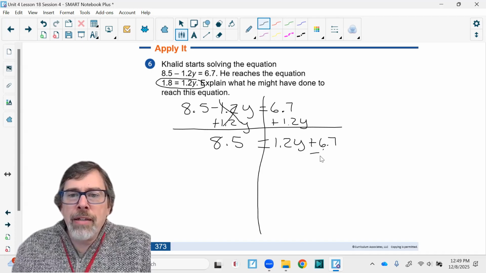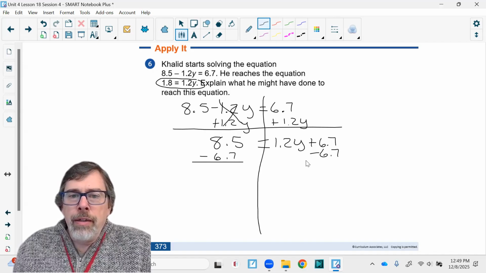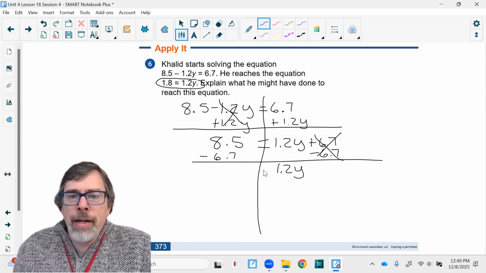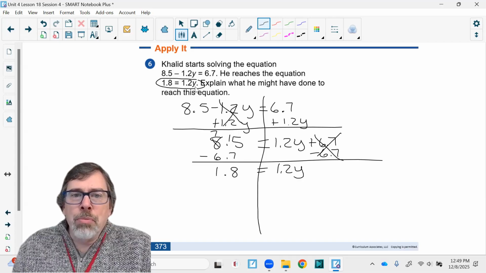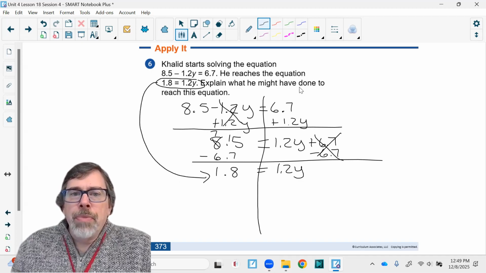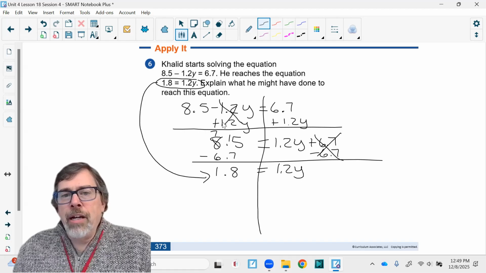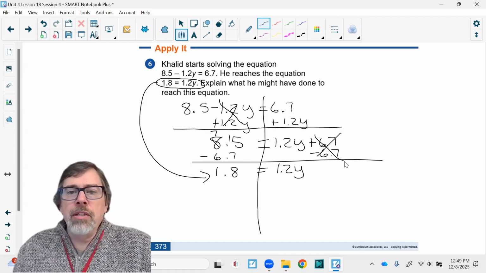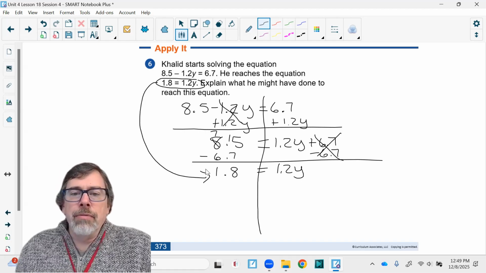I now want to get this 1.2y by itself because that's what it is here. So if I subtract 6.7 to move that over here, okay, this is a zero pair. I get 1.2y equals, and 8 to 7, to borrow that 1, 15 minus 7 is 8, 7 minus 6 is 1. I have 1.8 equals 1.2y. There is a match right there. What did he do to reach the equation? He added 1.2y to both sides and then subtracted 6.7 from both sides.